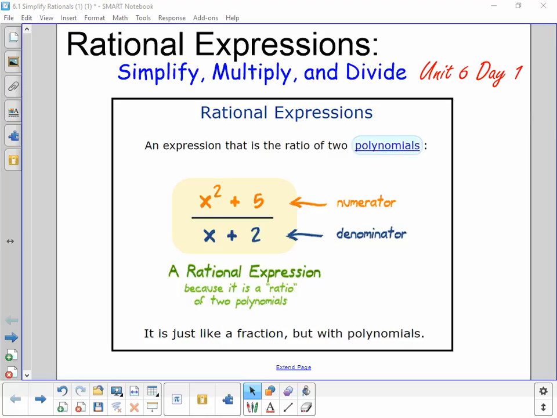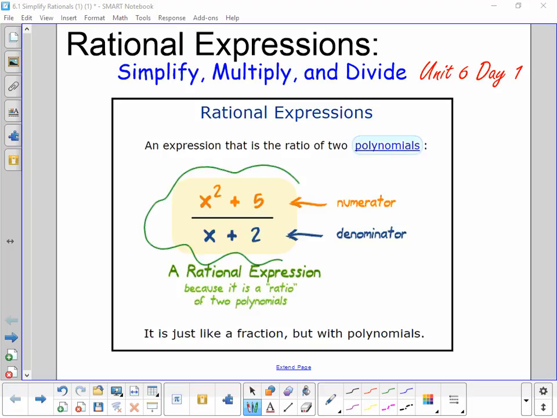All right, this is the first day of Unit 6, and we're going to be doing a unit on rational expressions, rational equations, rational functions, super exciting stuff. So a rational expression is just an expression that's a ratio of two polynomials, so we'll see lots of polynomials still. It's just that now they'll be in cute little fractions like this. It's called a rational expression because it's a ratio of two polynomials.